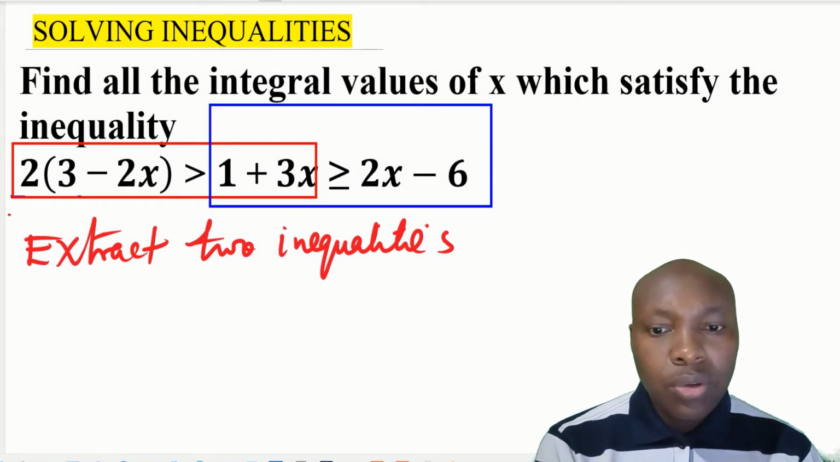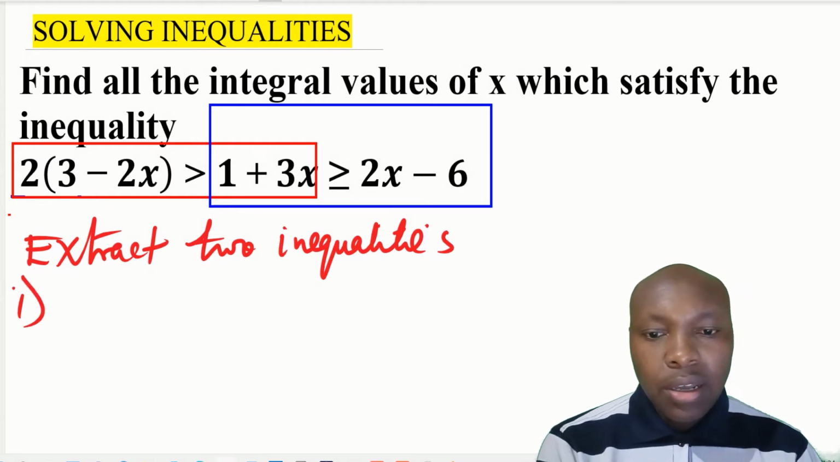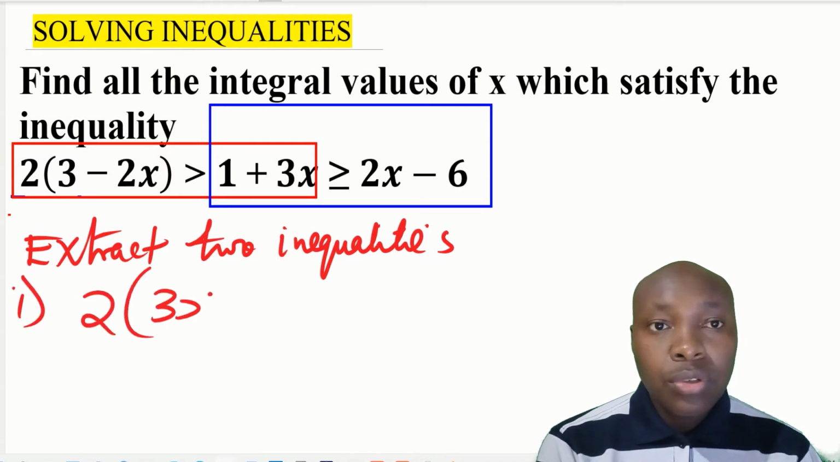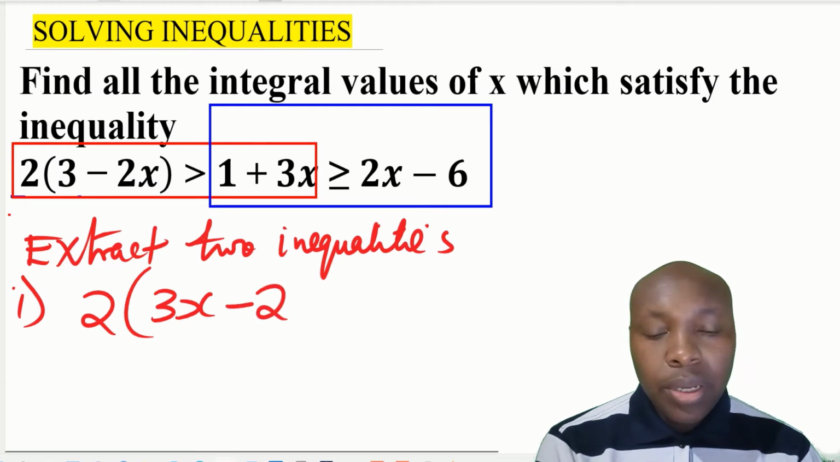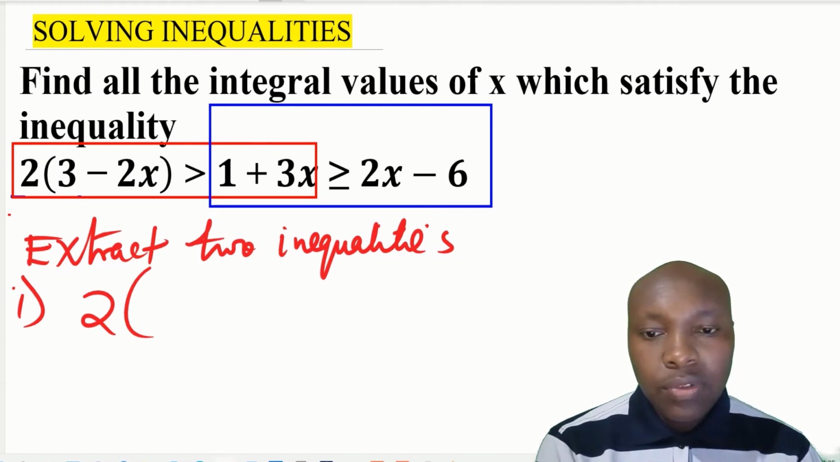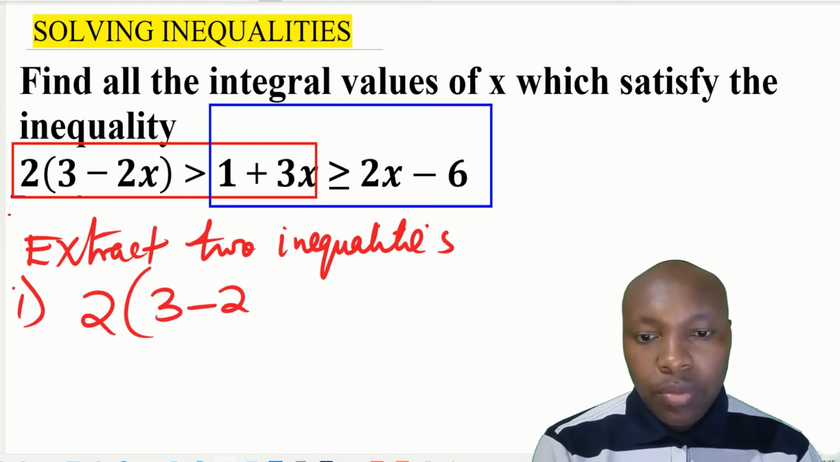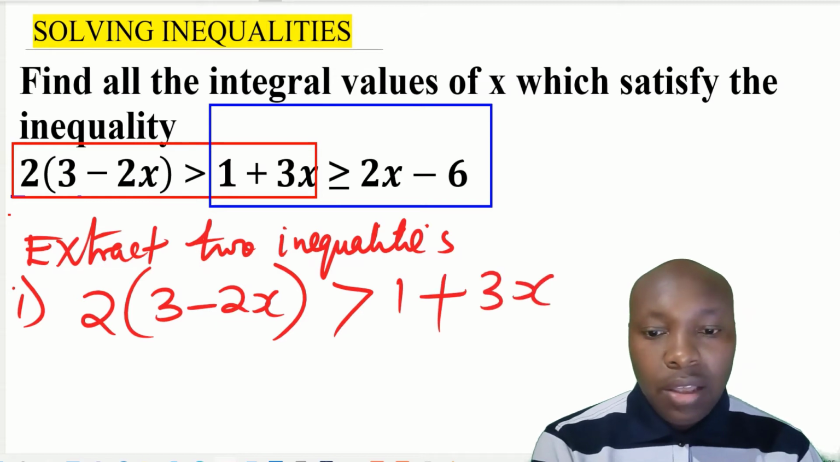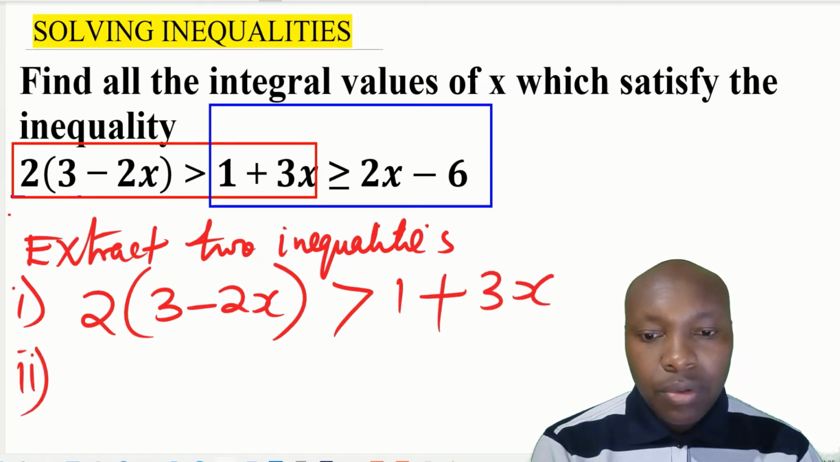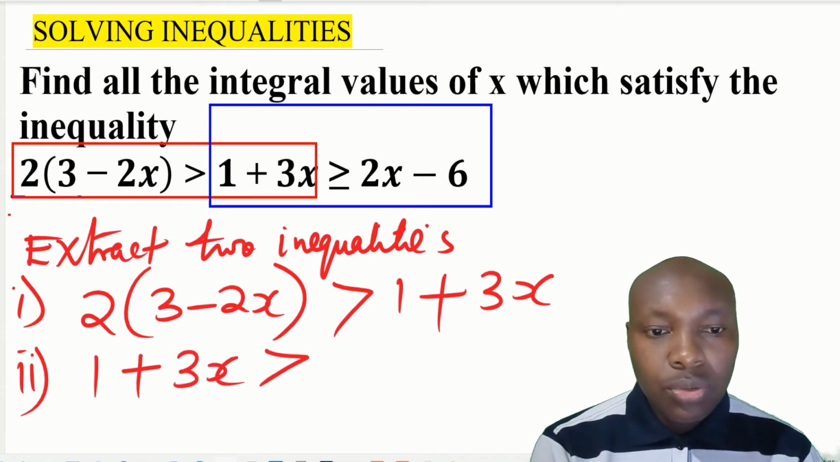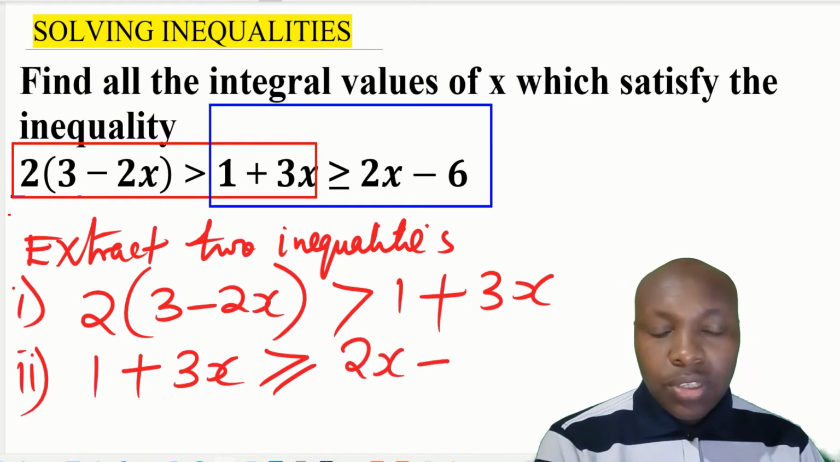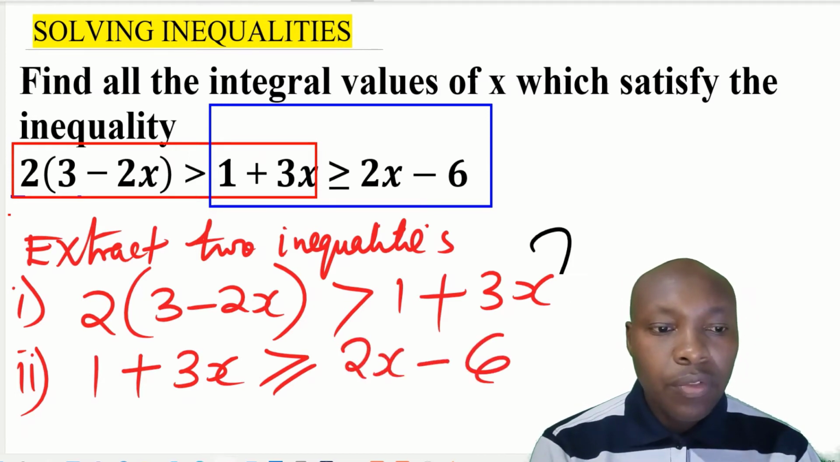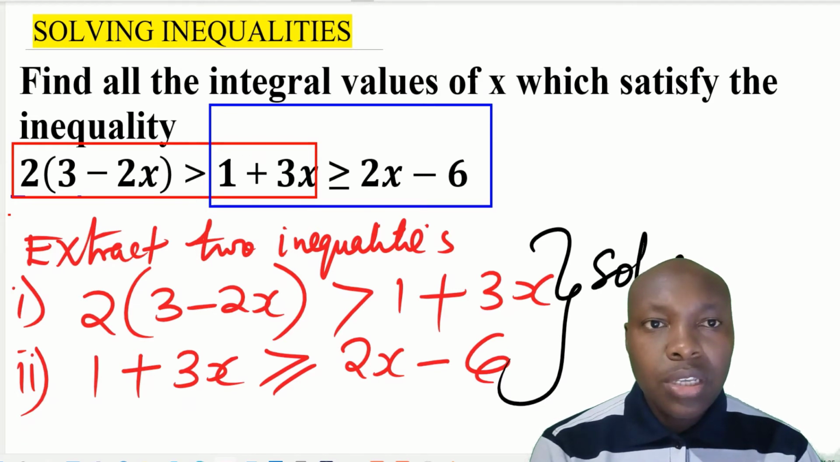So those are the two inequalities that you're going to extract, and then we solve them to have two solutions of this combined inequality. The first one, as we've seen highlighted in red, is 2(3 minus 2x) is greater than 1 plus 3x. The second one is 1 plus 3x is greater than or equal to 2x minus 6. We have to solve them and obtain two solutions which will help us to get the integral values of x.